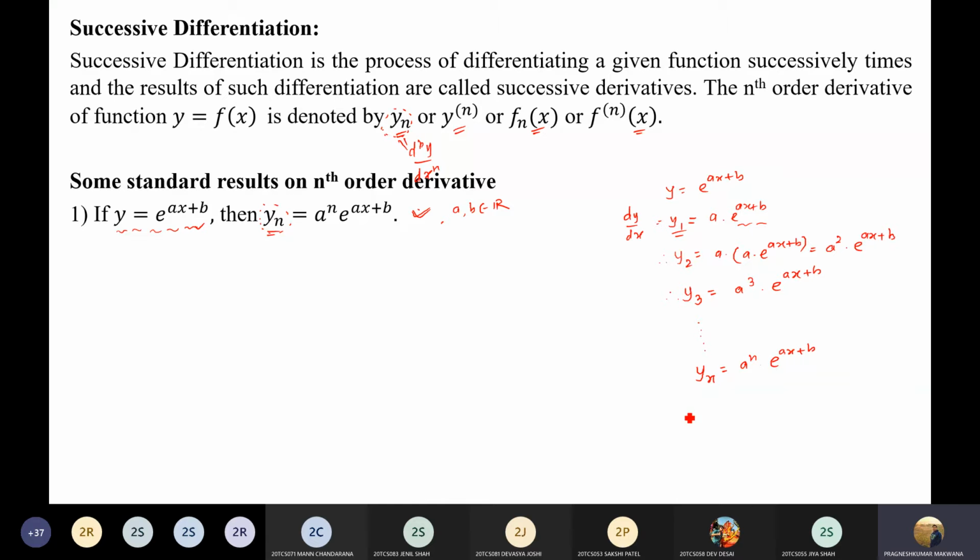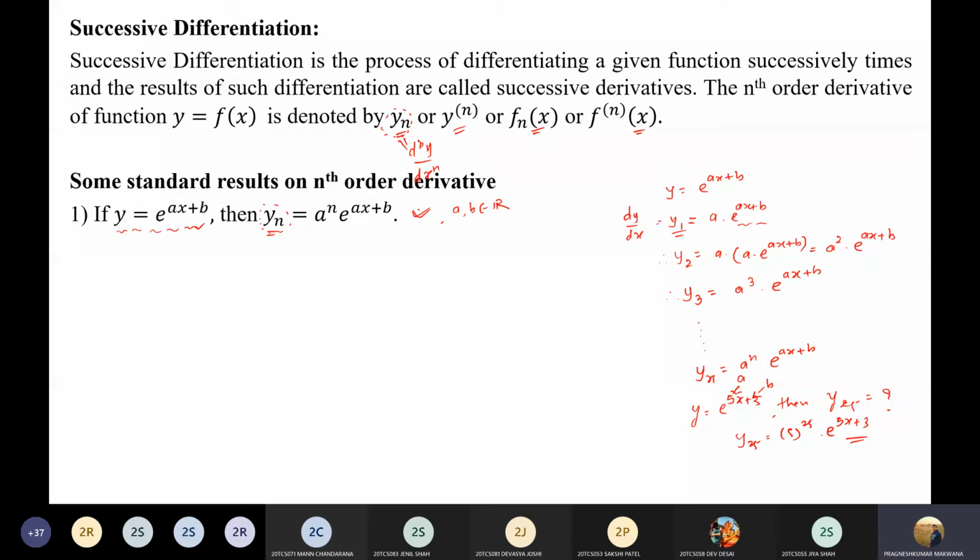So for example, given that y is equal to e raised to 5x plus 3, then what is y25? It is 5 raised to 25 into e raised to 5x plus 3. We identify the value of a and the value of b, so y25 is 5 raised to 25 into e raised to 5x plus 3.